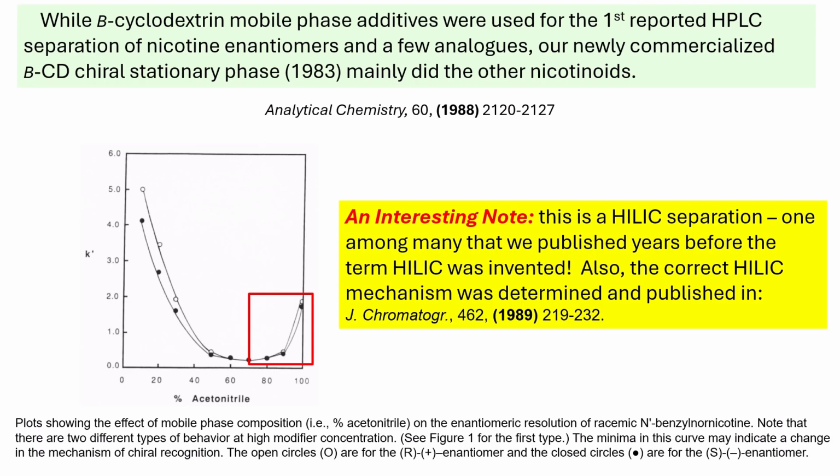Now, also about this time, a new beta-cyclodextrin bonded phase came out and was marketed commercially. When that was used, the nicotinoid compounds separated quite well, except for nicotine. Nicotine itself did not separate, but the other compounds did much better. One interesting note about this particular paper is illustrated by this figure, which is a plot of retention factor versus acetonitrile concentration. This plot has a minimum, and notice as you go to higher acetonitrile concentrations, the retention increases and the enantiomeric separation is obtained. What's interesting about this is a HILIC separation. This is one among many publications that we and others published years before the term HILIC was invented. Also in 1989, we published the correct mechanism for HILIC.